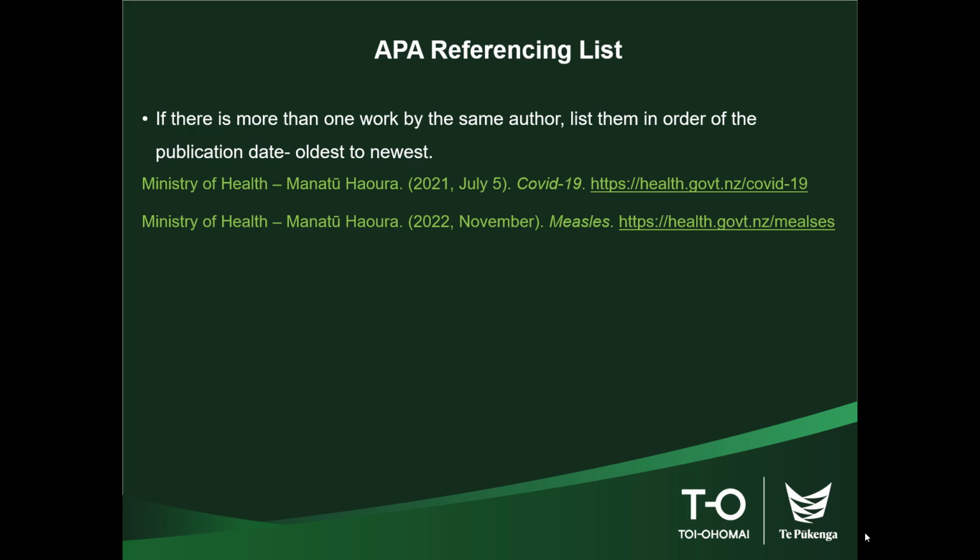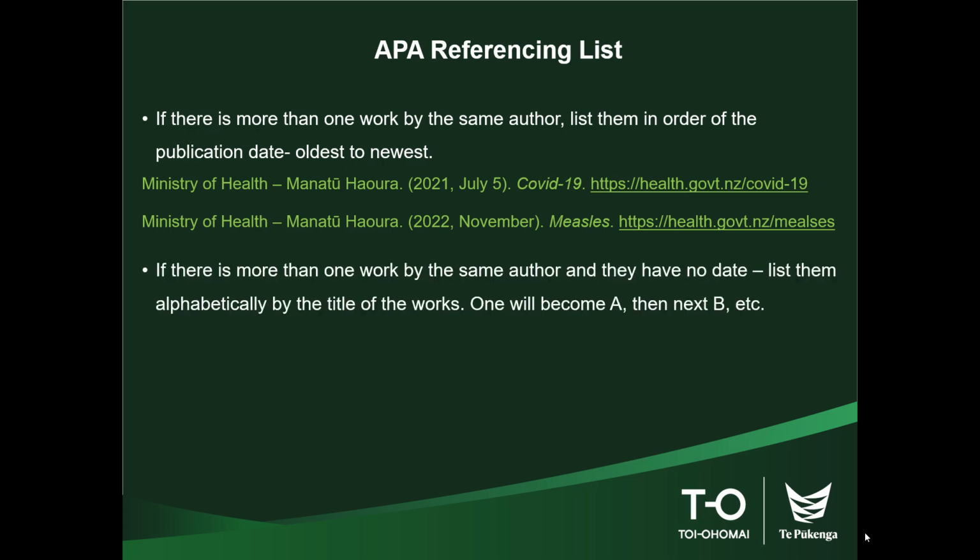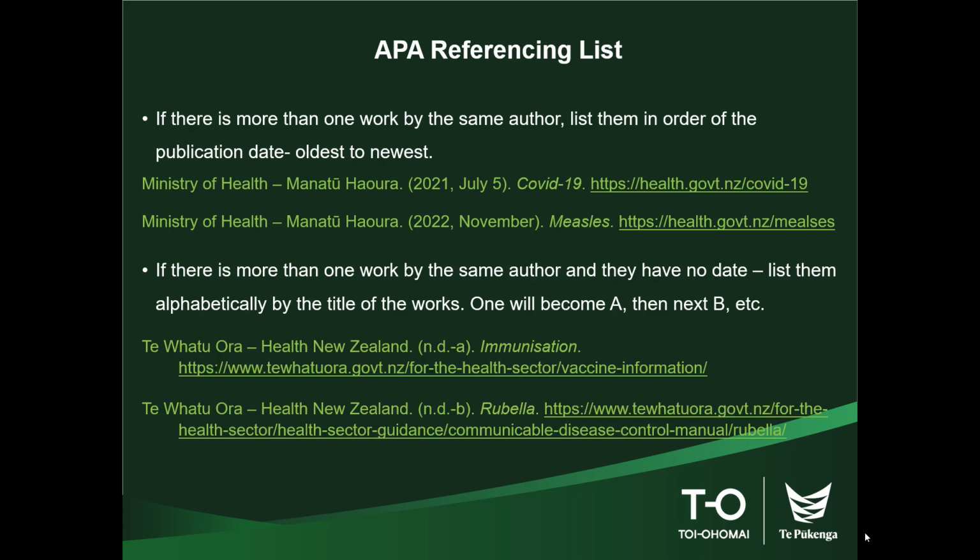If there is more than one work by the same author and they both have the same date or no date, list them alphabetically by the title of the works. One will become A, the next will become B, etc. For example, both Te Whatu Ora Health New Zealand references have no date. This means the date listed will be N.D. Because immunisation comes before rubella alphabetically, immunisation will become reference A and rubella will become reference B. To differentiate, add a dash and an A after the date, as shown in the example on screen.